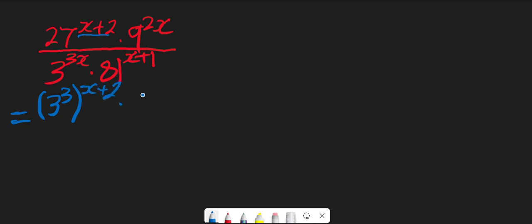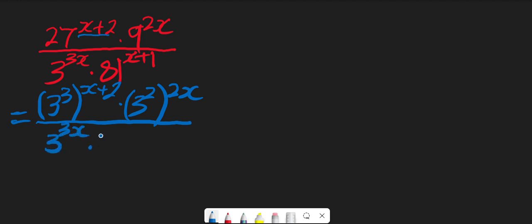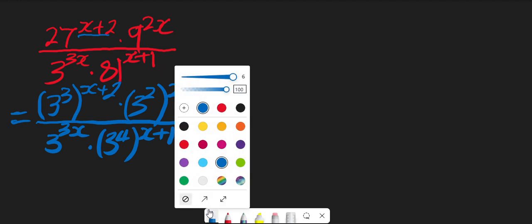Then multiplied by 9, which can be written as 3 squared if I write it with a prime base, then exponent 2x outside of the brackets like this. Then all over. Then in the denominator, we have 3 to the exponent of 3x, right? Multiplied by 81, which is going to be 3 to the exponent of 4. When I change it to a prime base, then I write exponent x plus 1 outside of the brackets in this way. As simple as this, right? Then the next step will be to multiply the exponents, okay, let me do this.